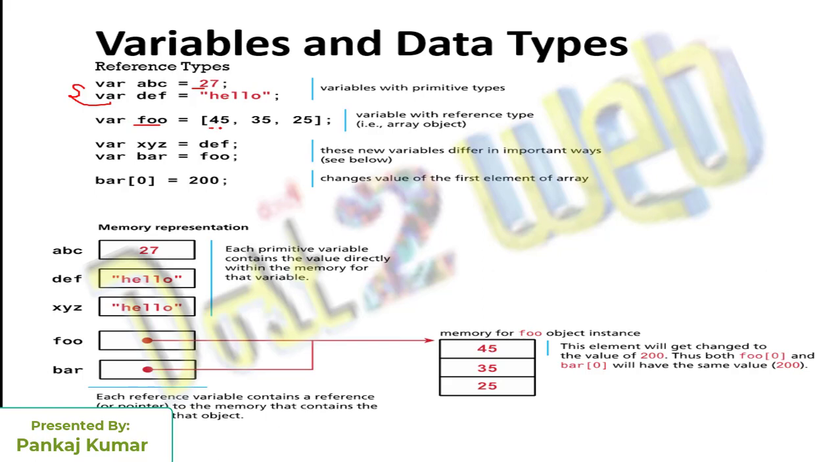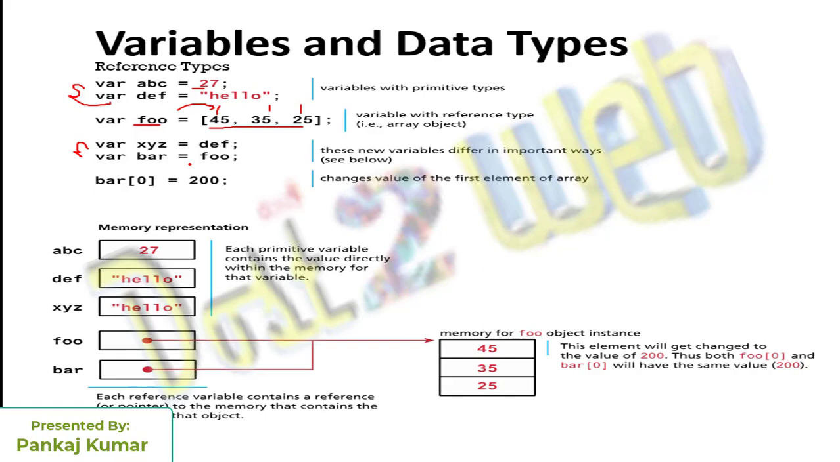And here what you are doing? You are using a reference. That means you are creating an array object. So foo is what? Object. So foo of 0 is 45, foo of 1 is 35, foo of 2 is 25. This is the reference type. That means foo of 0 will be referencing the 45.